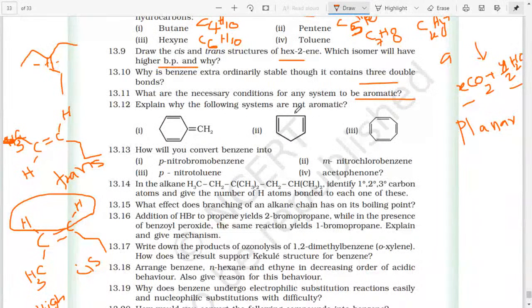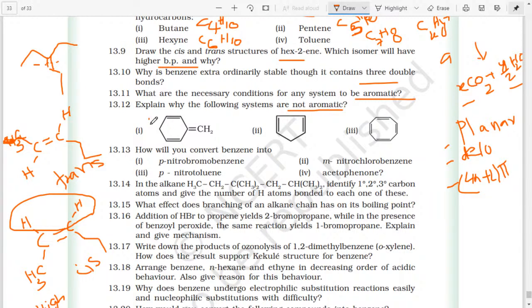Explain why the following systems are not aromatic. Yes, so the 3 principles are planar, continuous delocalization, and 4n plus 2 pi electrons, 2 pi electron system. Any one of these 3 conditions not matched, then it is not going to be an aromatic compound. So what is this? Is it 1 2 3 4 5 6? 6 means 6 pi electrons. One condition is matched. What about planar?